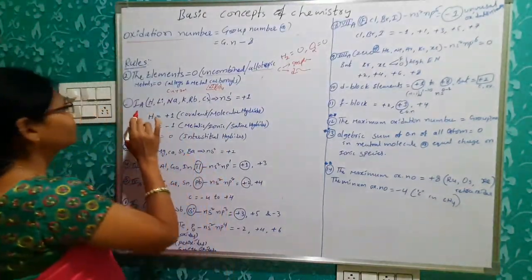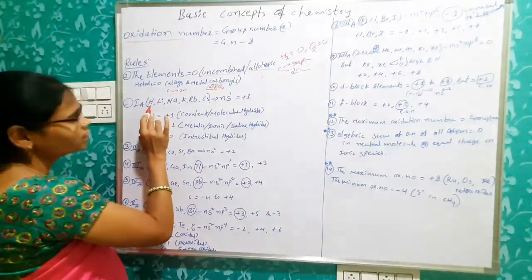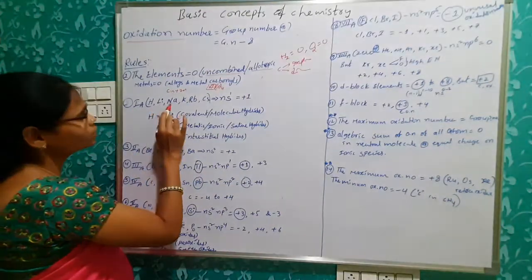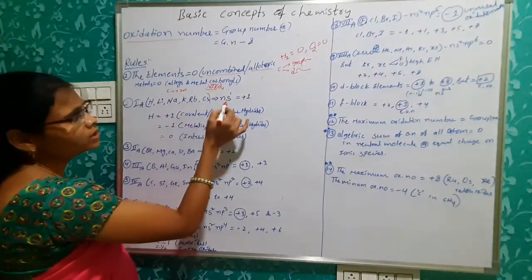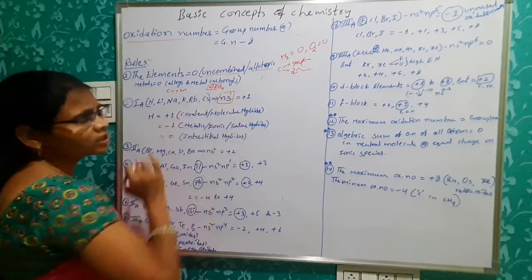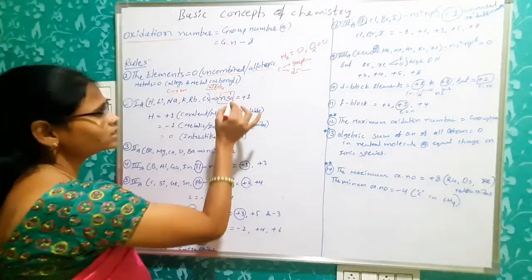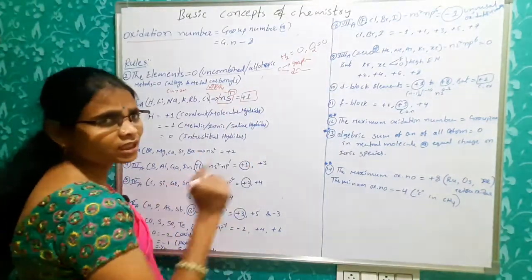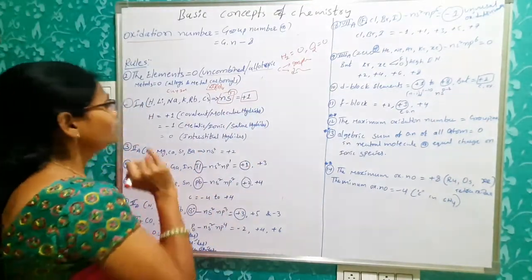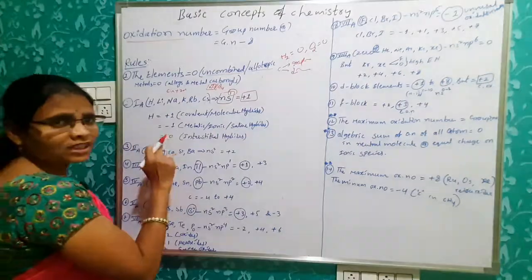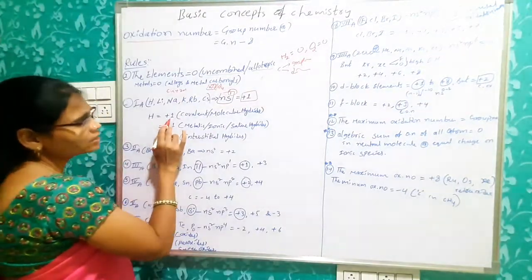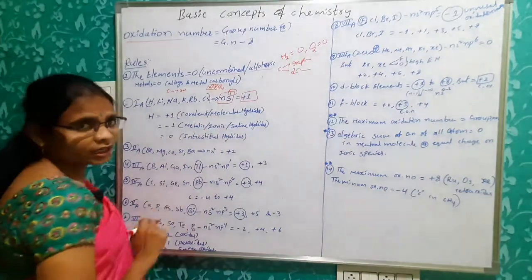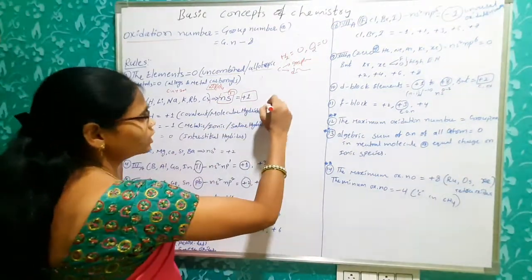Clear? Now, 1A group elements. What are the 1A group elements? Hydrogen, lithium, sodium, potassium, rubidium, cesium have ns1 outermost electronic configuration. By loss of this electron they show +1 oxidation number in all their compounds. But especially in hydrides, hydrogen shows +1 in covalent molecular hydrides. So what are covalent molecular hydrides?